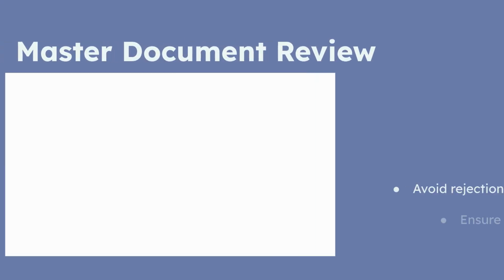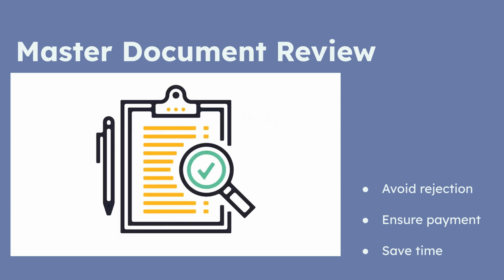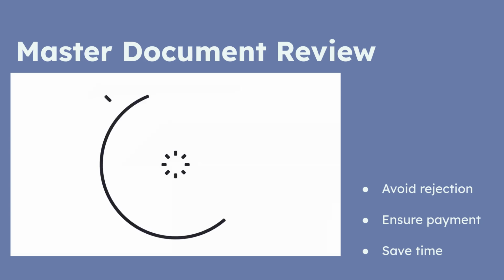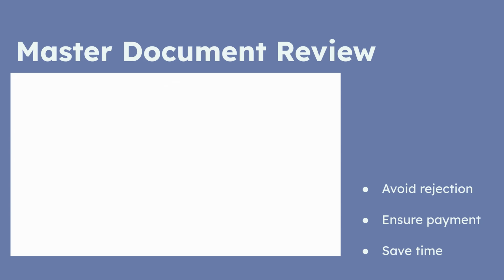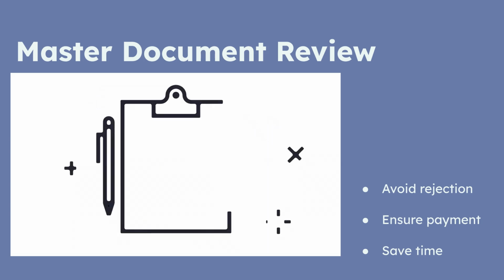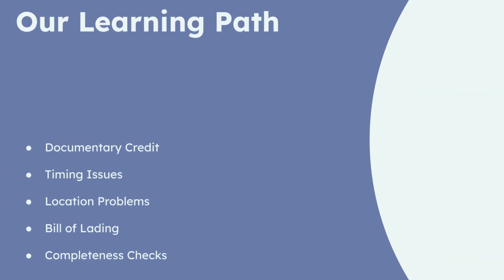In this video, we will walk through the most frequent documentation errors, known as discrepancies. By the end, you will know exactly what to look for, helping you avoid document rejection and ensuring you get paid efficiently. We have structured this lesson into clear steps. First, we will establish the foundation. What is a documentary credit? Then, we will cover discrepancies related to timing, location, bill of lading details, and document completeness.